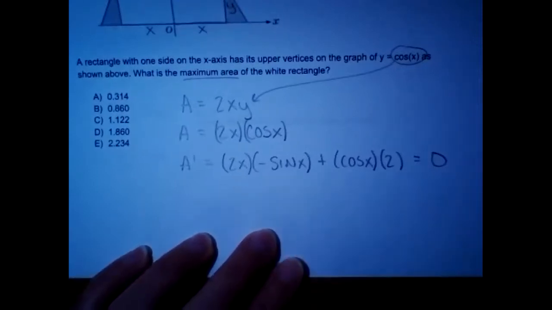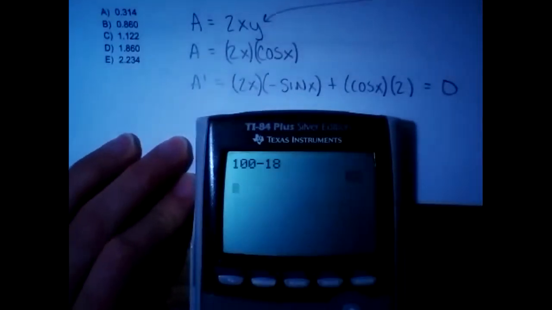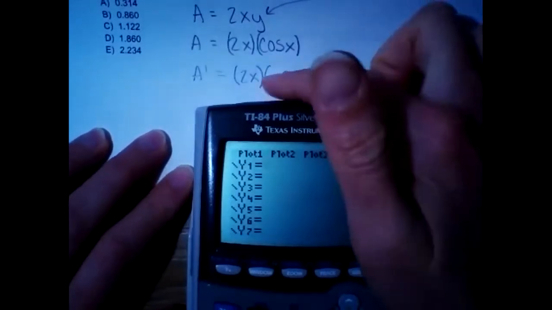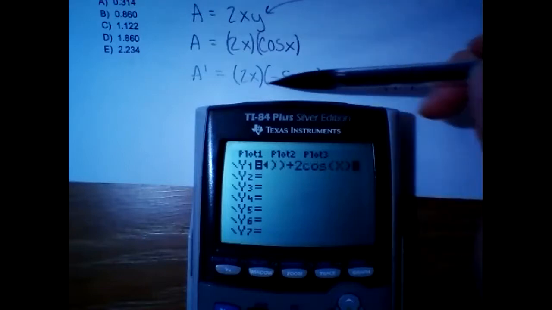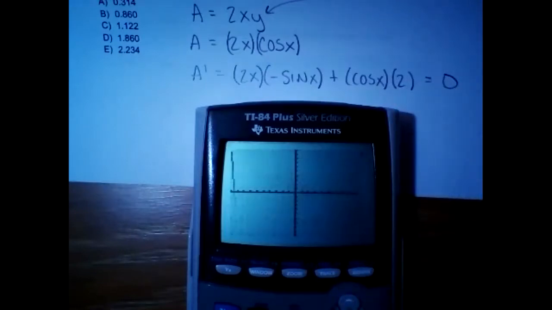So here's where the calculator comes in, because I can't solve that by hand. If you want to follow along with me, in your calculator, we're going to go to y equals, and we're going to type in all of this. So 2x times negative sine of x plus 2 cosine x. So I just typed all of this into y1. I'm going to hit zoom 6 for standard. And we're looking at where this equals 0.